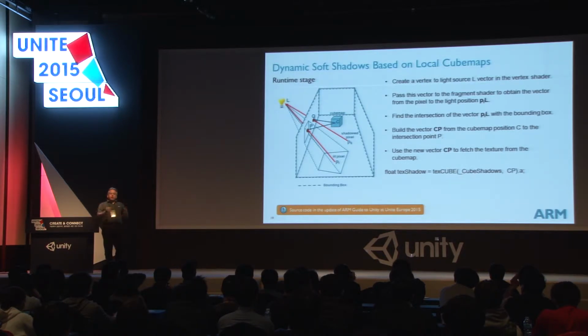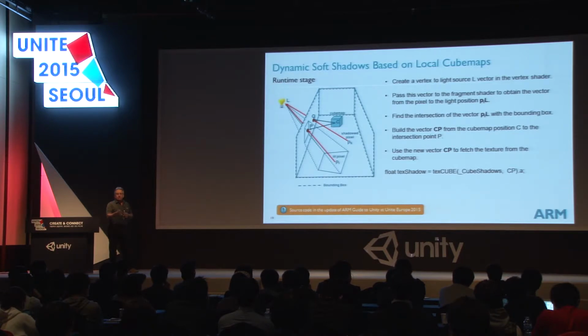And we use that new vector, this local corrected vector, to fetch the texture from the cube map. But in this case, we are interested only in the value of the alpha channel. If when retrieving the value of the alpha channel, we get 1, it means that in the direction of that vector, the geometry is completely opaque. So we get that this pixel is in shadow.